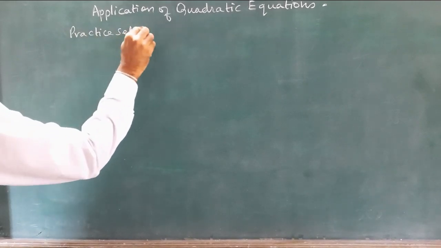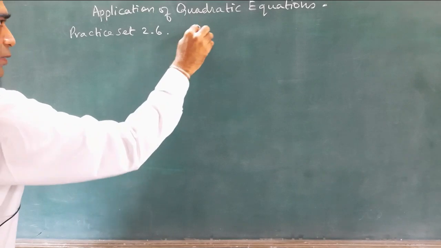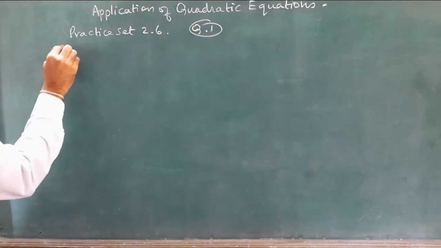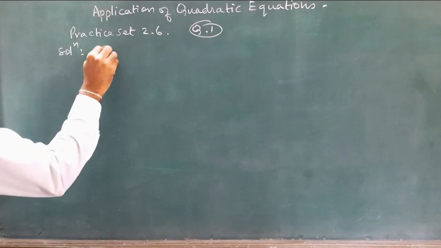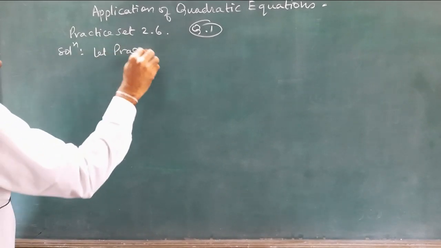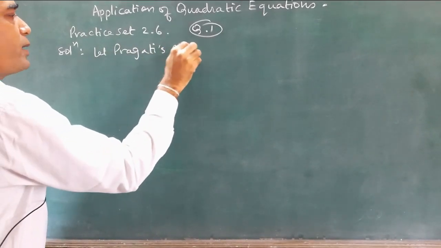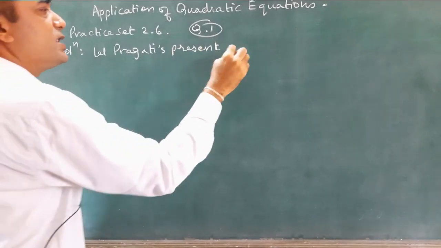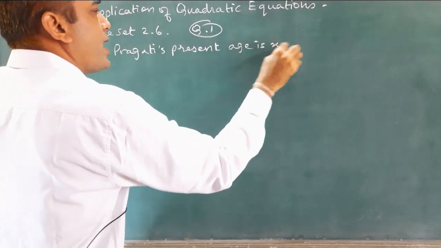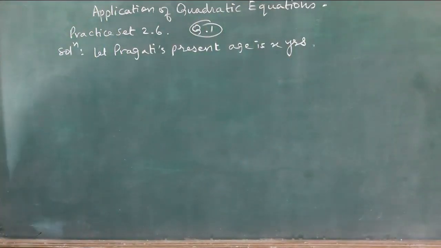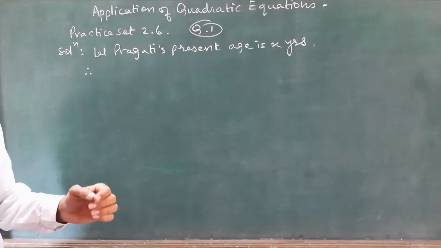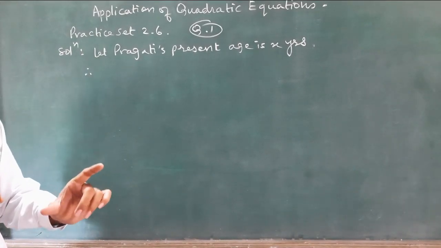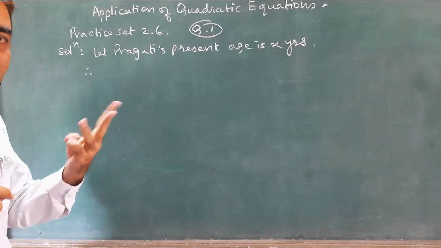Practice set 2.6. Question number 1. Solution. Let Pragati's present age be x years. Let her present age be x years. Now we are given the product of her age 2 years ago and 3 years hence.